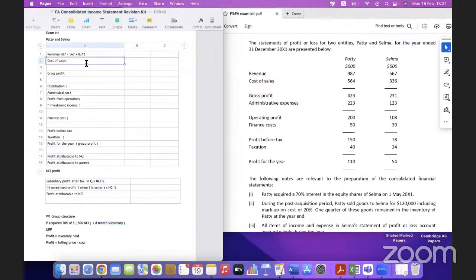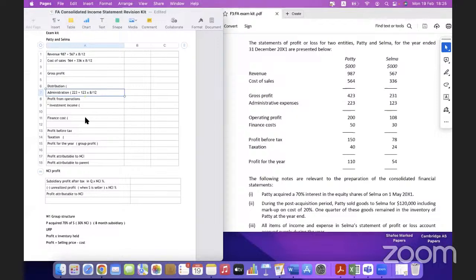Cost of sale. Right, let's copy that and show over there. 564 plus 336, multiplied by 8/12, because that's an 8-month subsidiary. Gross profit: you should not copy it, because we only calculate that. Understood? Sales minus cost of sale. Administration expenses, same story. Just copy 223 plus 123 multiplied by 8 divided by 12. Operating profit: normally we don't copy it. We calculate that and take it.